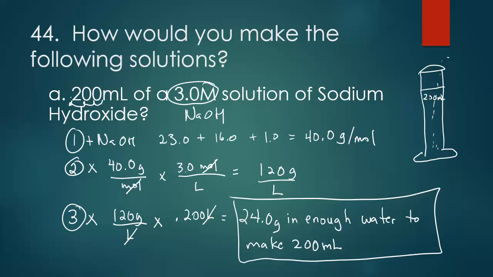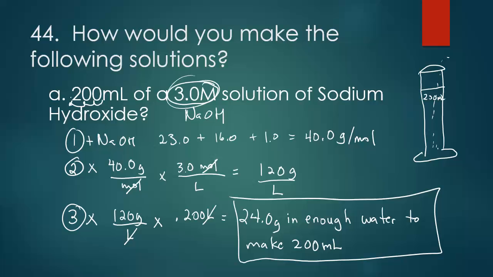What's wrong with that? That would give me more than 200 milliliters. Why? I was assuming that the solid that I was adding there had absolutely no volume, which was a stupid assumption. So then I really didn't have the concentration. I really didn't have 3 molar because I really didn't have 200 milliliters of it. I had more than 200 milliliters, which meant that the concentration was lower.